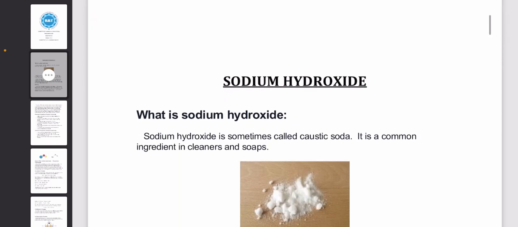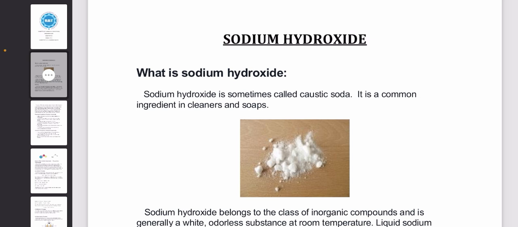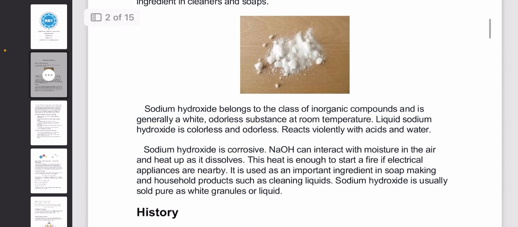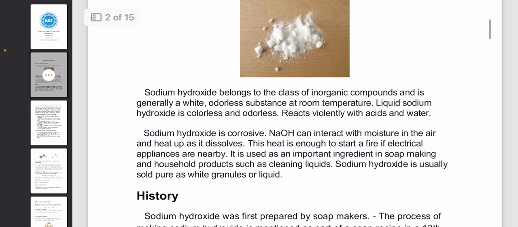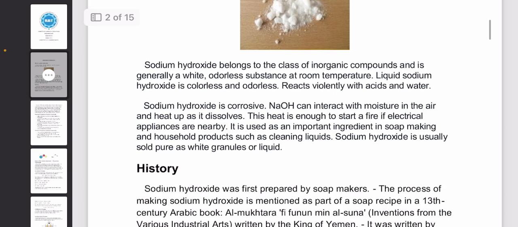Today my topic is sodium hydroxide. So first of all, what is sodium hydroxide? Sodium hydroxide is sometimes called caustic soda. We all know it by its common name, caustic soda, and it's a common ingredient in cleaners and soaps. There is a picture of caustic soda, or sodium hydroxide.